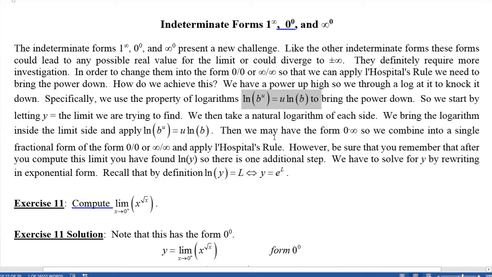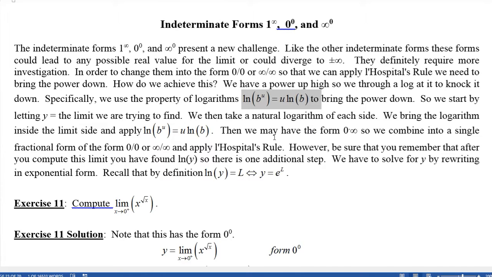And then we're going to usually have the form something like 0 times infinity. So we reorder things into a single fractional form that'll either have the form 0 over 0 or infinity over infinity, and then we can apply L'Hopital's rule.